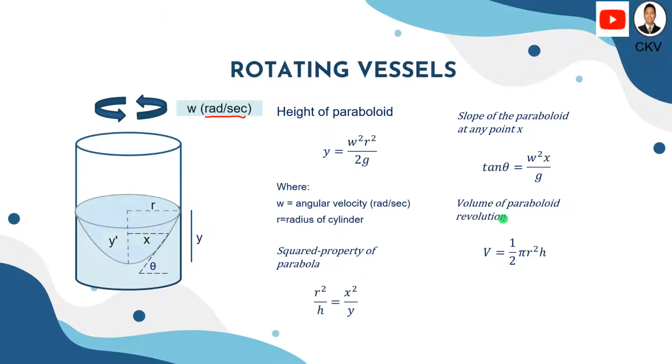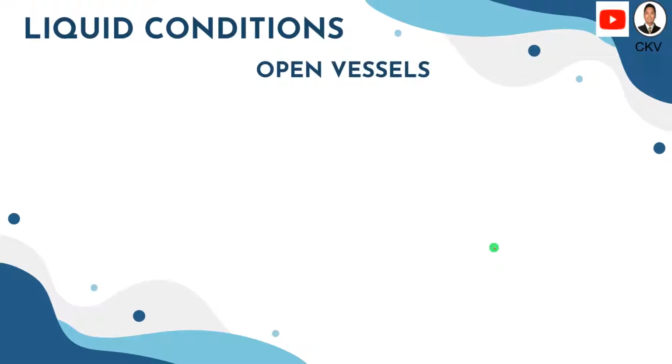The volume of paraboloid, this is our solution. We all know that in solid geometry, it is 1/2 pi r squared h. We have a conversion factor of 1 rpm is equivalent to 1 over 30 pi radian per second. So if the given value for the angular rotation is in rpm, we should convert it to rad per second. So let's discuss the liquid conditions.